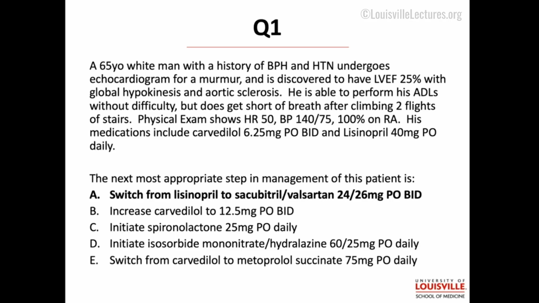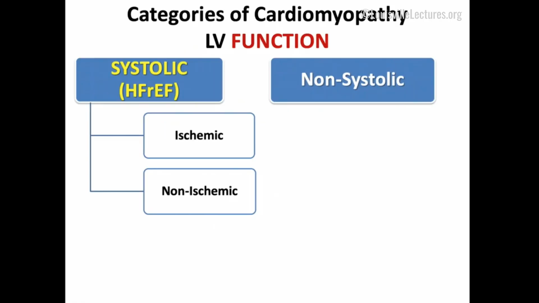Isosorbide mononitrate hydralazine combination has been shown to have mortality benefit in African American patients, but this man is white. Of note, you're only going to see the race in the stem if it is relevant to the discussion and the answer. And then finally, carvedilol and metoprolol succinate, that's the sustained release, are the 2 beta blockers that we use for systolic heart failure here in the United States. But really, carvedilol is actually in practice what most cardiologists prefer, and both of them are appropriate.